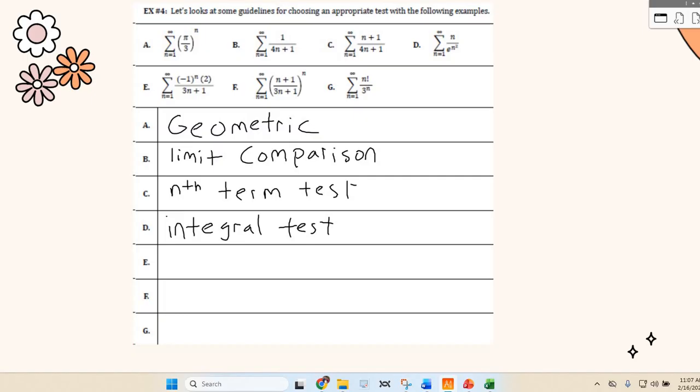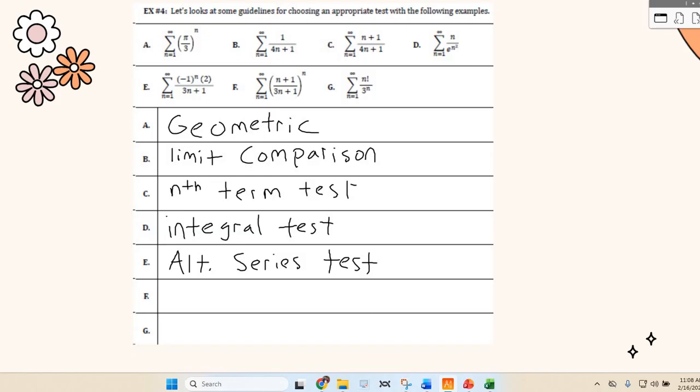Alright, what about E? Alternating. Okay. Now, our next one I'm just going to give to you. This is one where your book might recommend using the root test when you have a whole bunch of things to the nth power, because then I would take the nth root of it. It's not super hard, but that's probably what they would use.